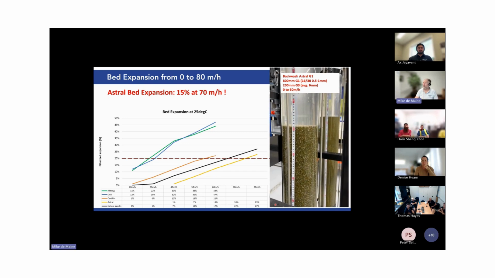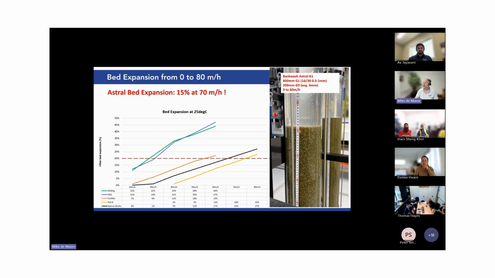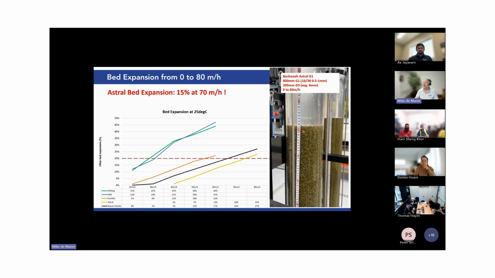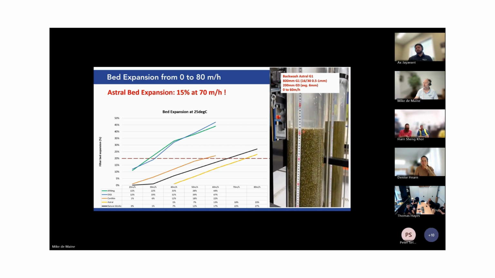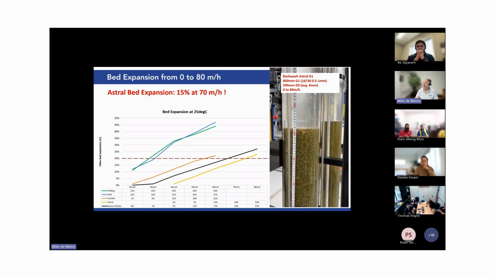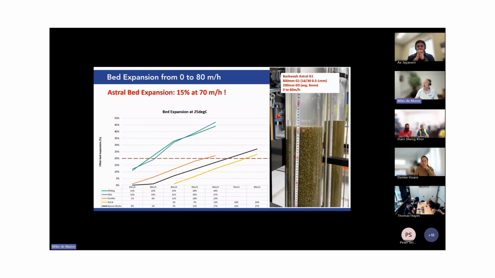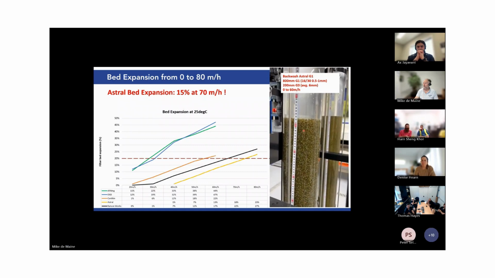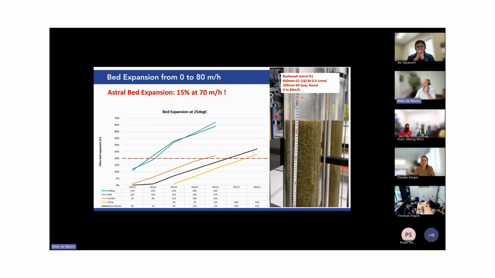Here's a video of the Astral glass media. Sorry, I should have started that already. You can see here it starts at 1 meter bed depth. We are backwashing it from 0 to 60 meters per hour. And you can see the very slow expansion of the media as we are ramping it up. And at 60 meters per hour, it only achieves 10% bed expansion.